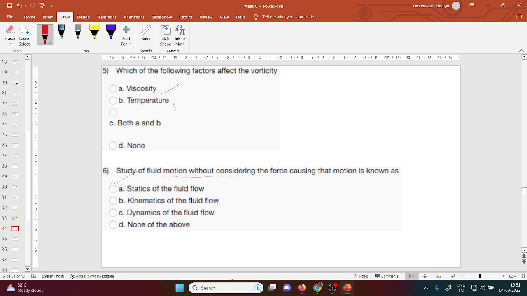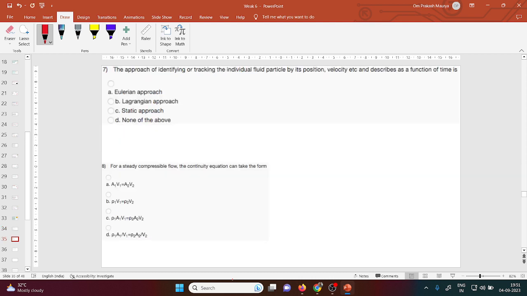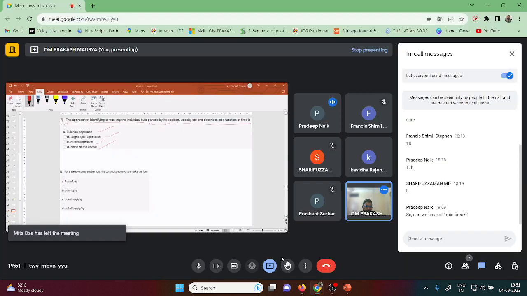The study of fluid motion without considering the forces causing the motion is known as what? It is the kinematics. Kinematics of the fluid flow. And here I want the answer to this question from your side. Question number 7: the approach of identifying or tracking the individual fluid particle by its position, the velocity, etc., described as a function of time is Eulerian, Lagrangian, static, or none of the above. I want the answer from your side.